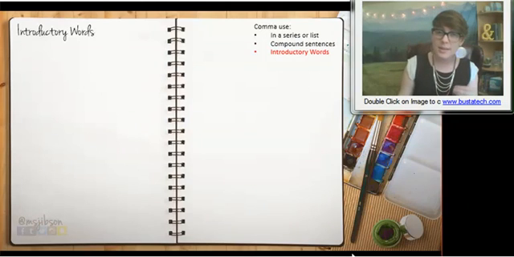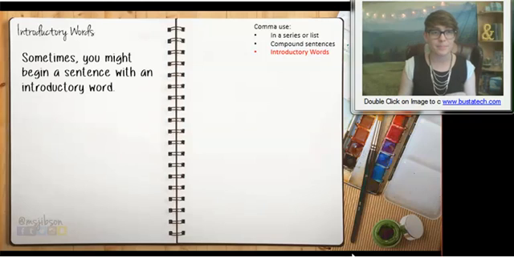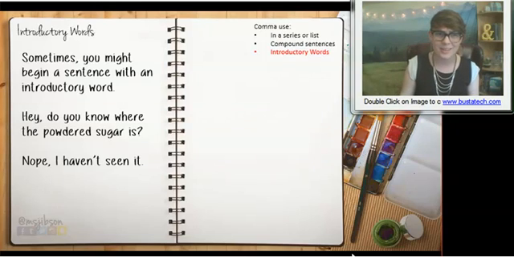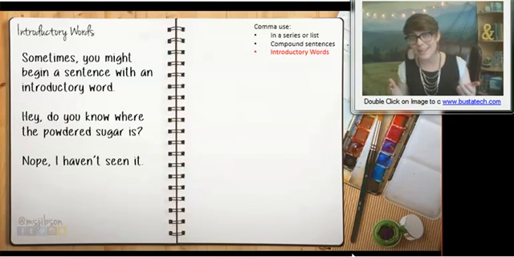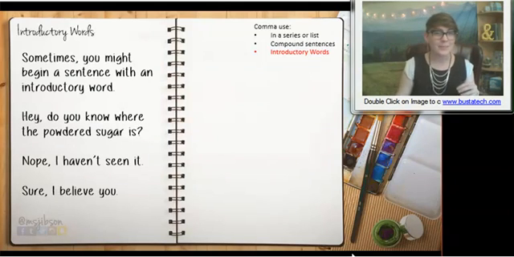Introductory words. This is the last function of commas that we're going to talk about today. There are a lot of ranges of different introductory words in a sentence, but I'm sure you all recognize why we use commas with them. Sometimes, you might begin a sentence with an introductory word, like, hey, do you know where the powdered sugar is? Nope, I haven't seen it. I probably should have done this with sock puppets, huh? Next time. Sure, I believe you.